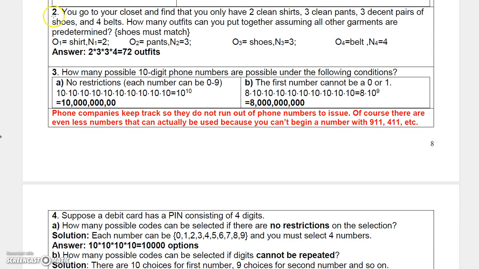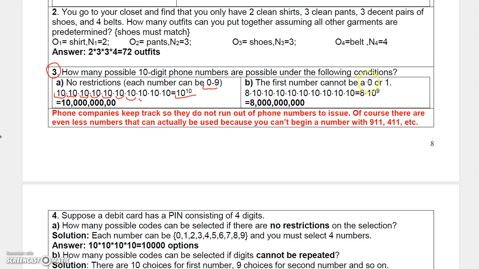Okay, read number 2 on your own. It's pretty much like what I did earlier with the different possible pieces of clothing you could put on. Let's look at number 3. It says, how many possible 10-digit phone numbers are there under the following conditions? No restrictions. Now, each number can be 0 to 9. So if there's no restrictions, that means I can have repetition. So the first number could be 10 possibilities, the second number could be 10 possibilities, and so forth. If you count that for all 10 numbers, then that would be 10 to the 10th power. So that's how many phone numbers are possible.